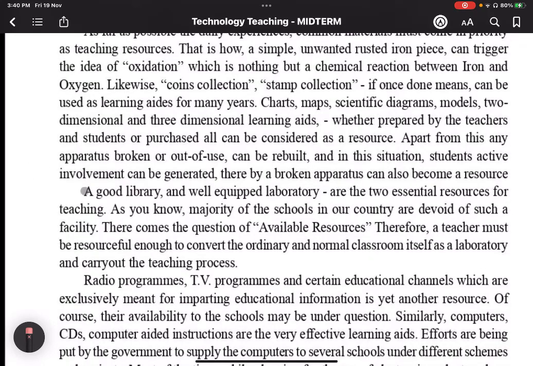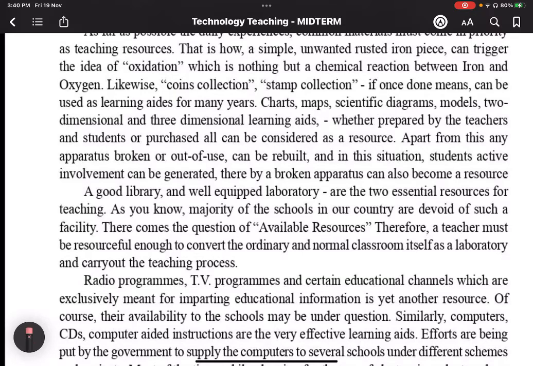So we have also a good library and well-equipped laboratory as the two essential resources for teaching. Kaya yung ibang teacher, lagi nilang sinasuggest at the end of the lesson, you can research in your library, no? Okay? Pero ngayon, personally ako, hindi ko na sila nire-refer sa library. Kay Google na lang, nire-refer ko sila. You can research in Google for additional learning materials.